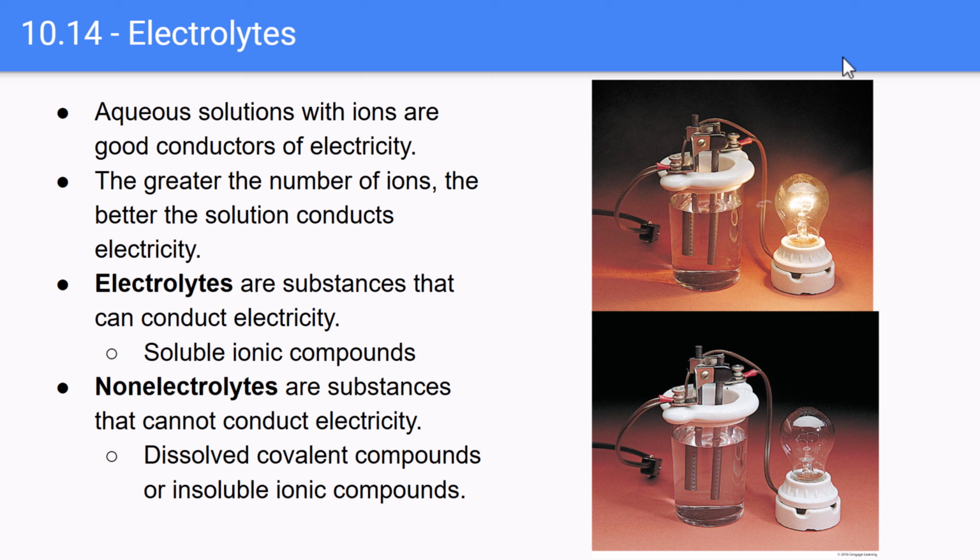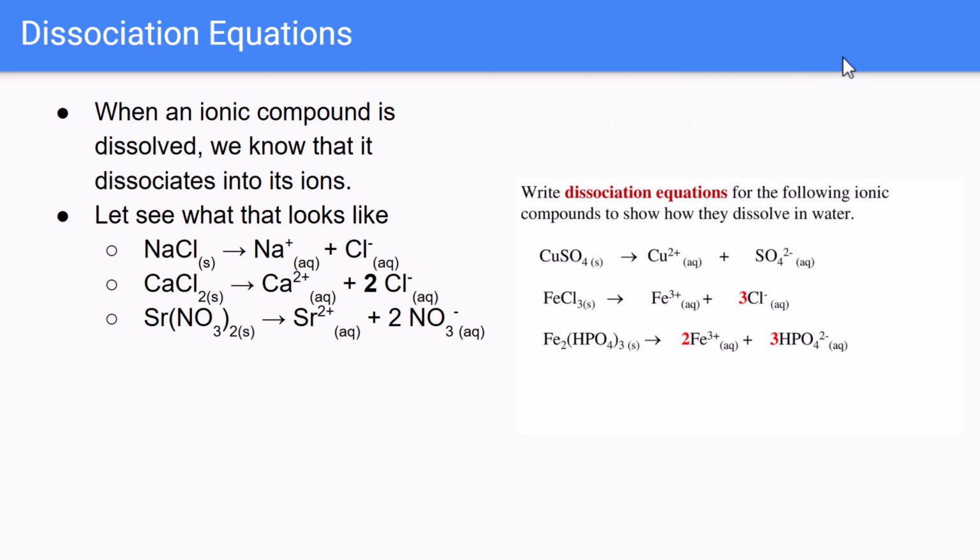So how do I determine whether something is an electrolyte or a non-electrolyte? Well, it has to be a soluble ionic compound. Remember that ionic compounds are metals plus nonmetals, and we can determine solubility by looking at the solubility chart. Non-electrolytes are substances that cannot conduct electricity, so these are either going to be dissolved covalent compounds or insoluble ionic compounds, ones that do not dissociate into ions when you put them into solution.